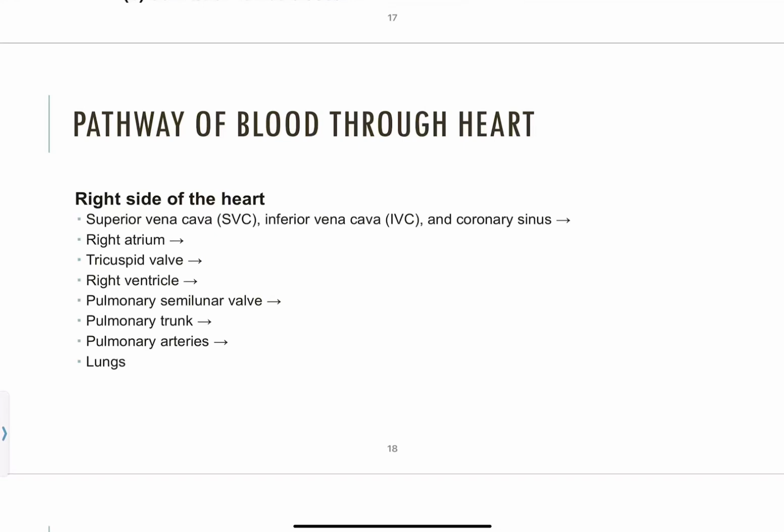So in section 3, we're going to talk about the pathway of blood flow through the heart as well as coronary circulation. So now we kind of have a basic structure idea of the heart, and we can trace the path that blood takes as it flows through all four chambers and both circuits, so our pulmonary and our systemic circuit.